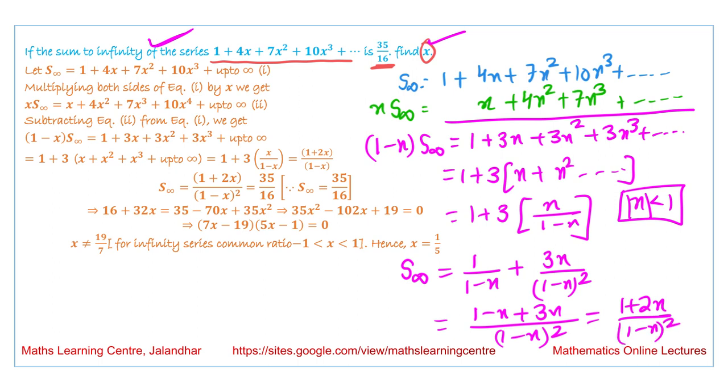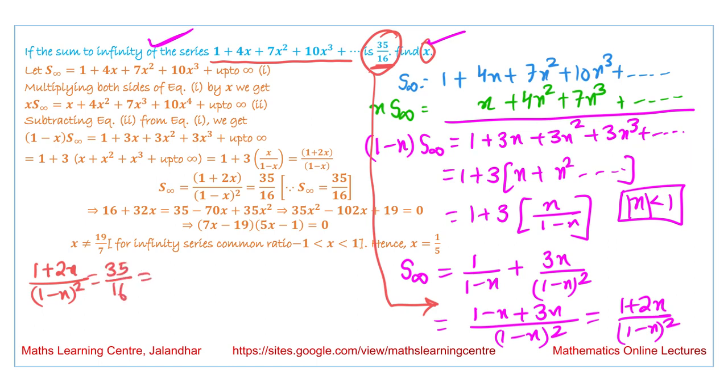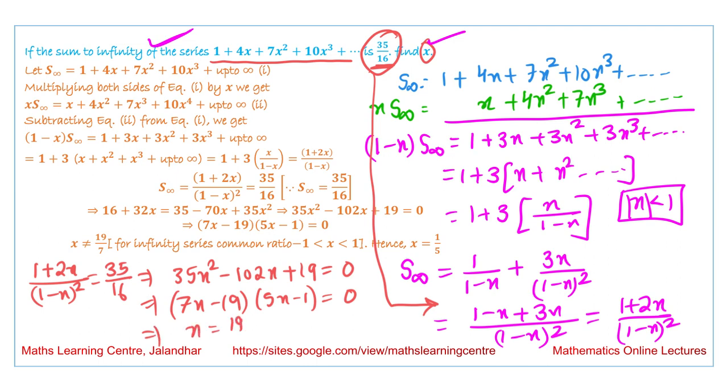And the sum of all these values is given to be equal to 35 by 16. So it is given that (1 + 2x)/(1 − x²) is equal to 35/16. On solving this, we obtain 35x² − 102x + 19 = 0. So this implies (7x − 19)(5x − 1) = 0. So this gives us the value of x as 19/7 or 1/5.